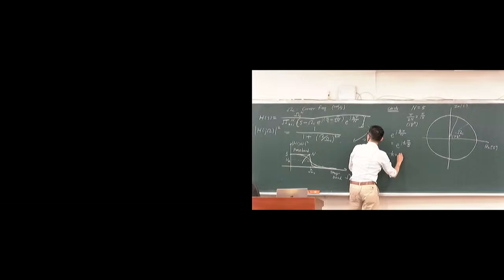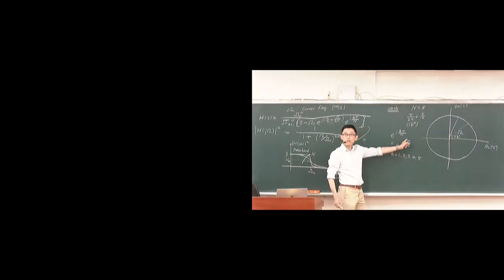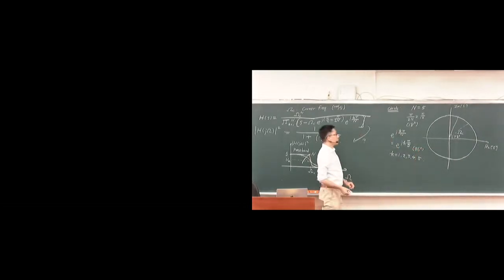So that's e to the j k times pi divided by 5, with k being what? 1, 2, 3, 4, or 5, right? And we know what pi divided by 5 is. Pi divided by 5 is how many degrees? Corresponds to 36, right? 36 degrees, okay? So this is 36 degrees. Okay, so we are ready.